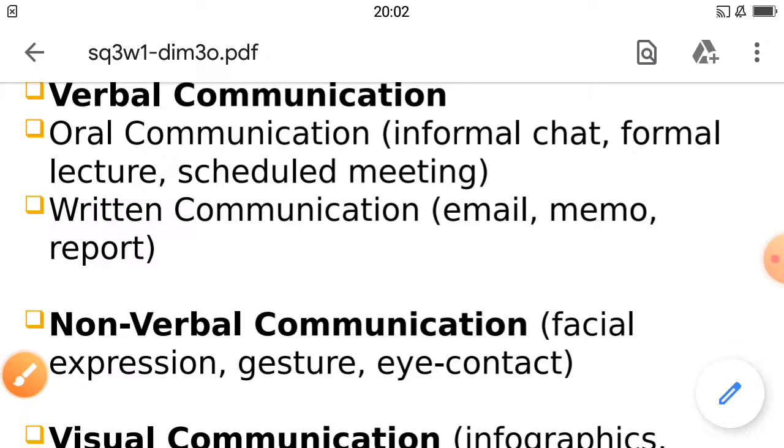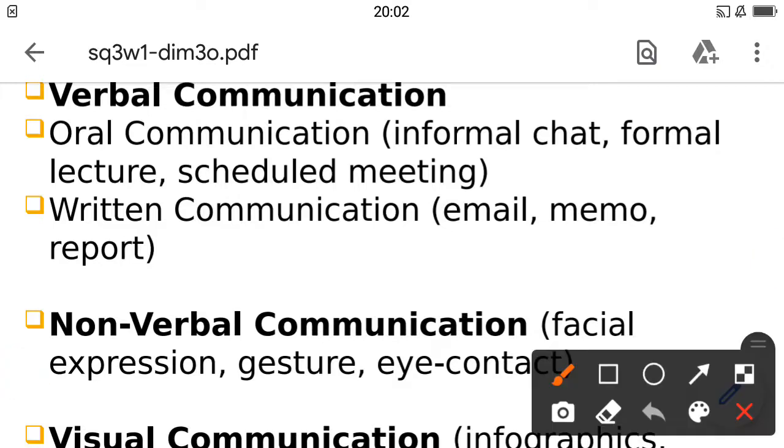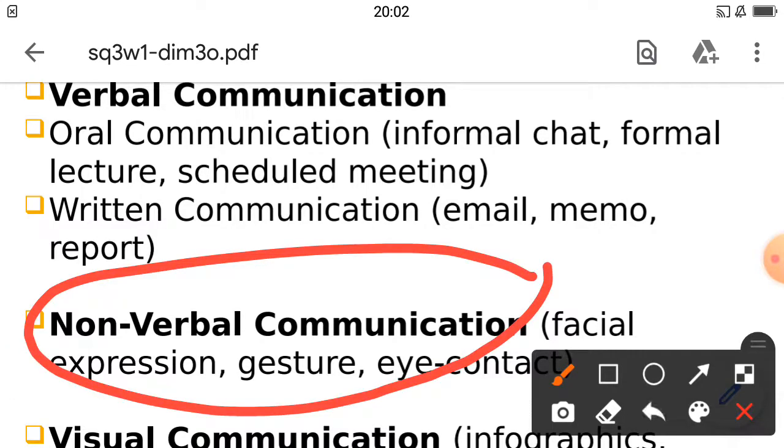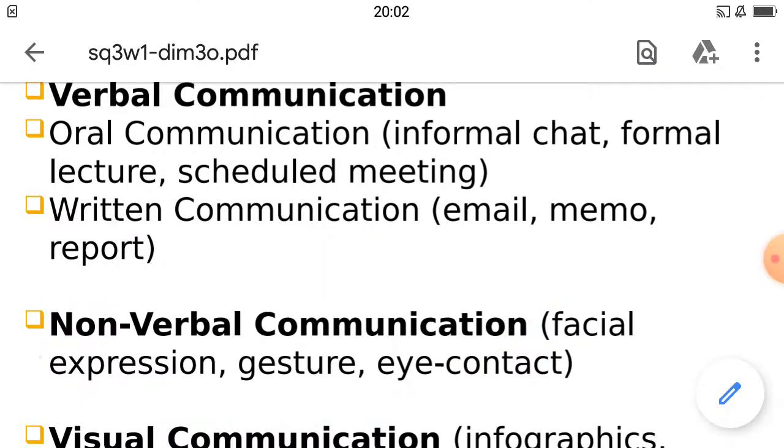And after that we have the non-verbal communication, that is communication without words. Non-verbal communication, where communication takes place but words are not used, wordless communication. It includes facial expressions, tone of voice, postures, gestures, eye contact, touch, and so on and so forth. So these are different aspects of non-verbal communication, that is communicating without using words.